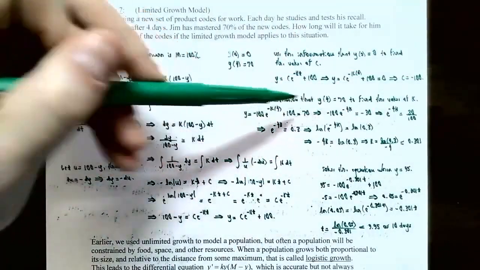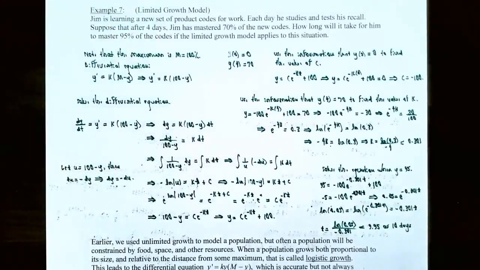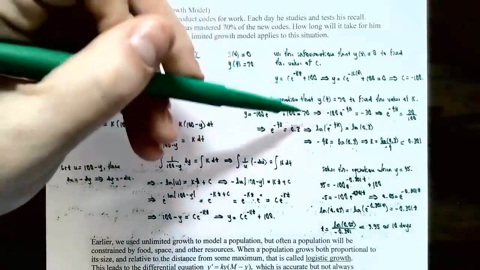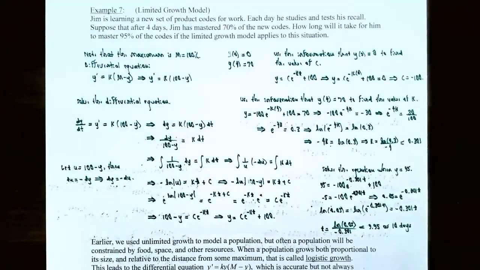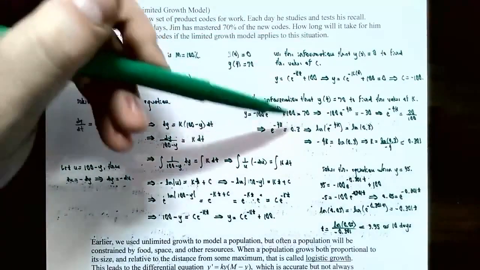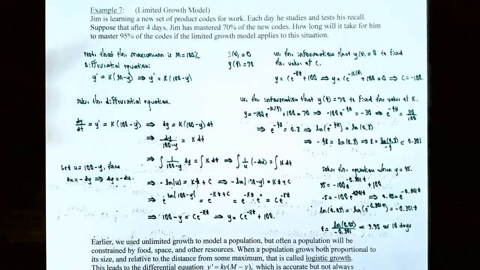So now t is replaced with a 4, so you have negative k times 4, plus 100 is equal to the y value, which is 70. 70% of the codes will be mastered after 4 days. And so now we need to solve this equation for k, and k is in the exponent. So let's get the exponential expression by itself first.